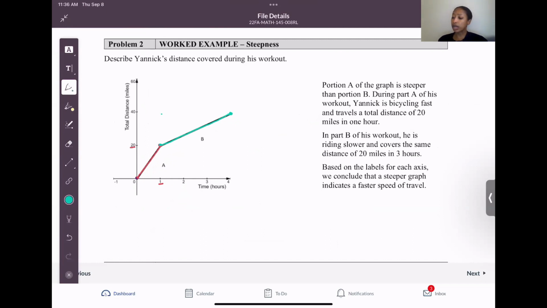During part A of the workout, Yannick is bicycling fast and travels a total distance of 20 miles in 1 hour. In part B, he is riding slower and covers the same distance of 20 miles in 3 hours. Based on the labels for each axis, we conclude that a steeper graph indicates a faster speed of travel. And this is in cases where we're looking at time versus distance, because the labels matter. And then now we know also the steepness of the line matters. And then also our tick marks matter, because now we can actually put numbers to these things.